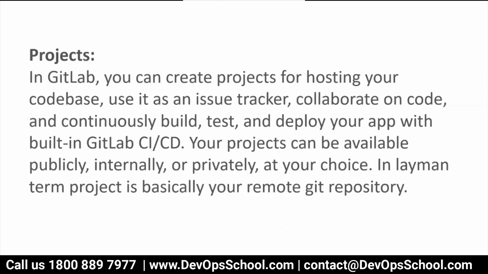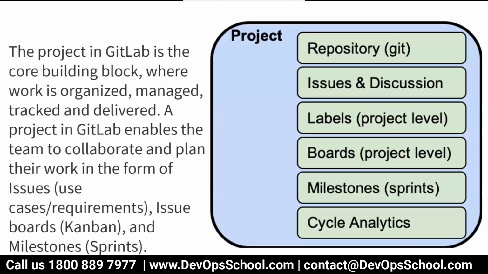Okay, so the Git workflow and GitLab workflow are both different. Look at this here. You have a project, a repository, issue and discussion, labels, board, milestone, and cycle analytics. Here, milestone you can use for the Agile process, and a milestone represents a sprint, one sprint of 2 weeks or something like that. So you can set the milestone accordingly.